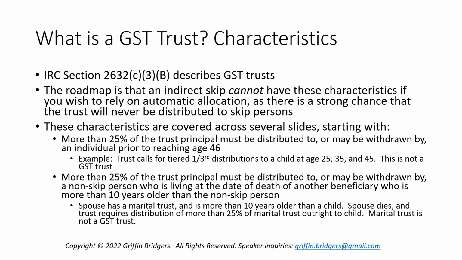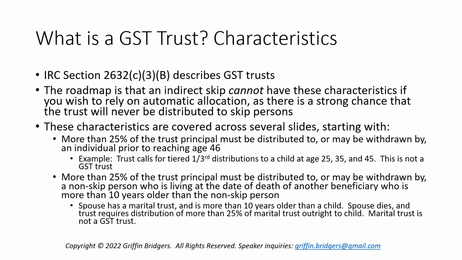So to give you the lay of the land, we talked about GST potential being the initial threshold for whether you can automatically allocate to an indirect skip. But even if there's GST potential, that potential can be cut off if you fail these characteristics. So you can have GST potential in a trust that's not a GST trust, but there's no automatic allocation in that circumstance. So we're going to do our best to dive into the characteristics specifically which cause a trust to fail this test and not be treated as a GST trust.